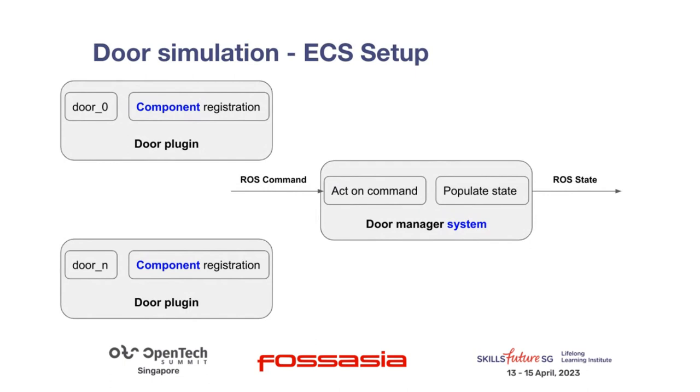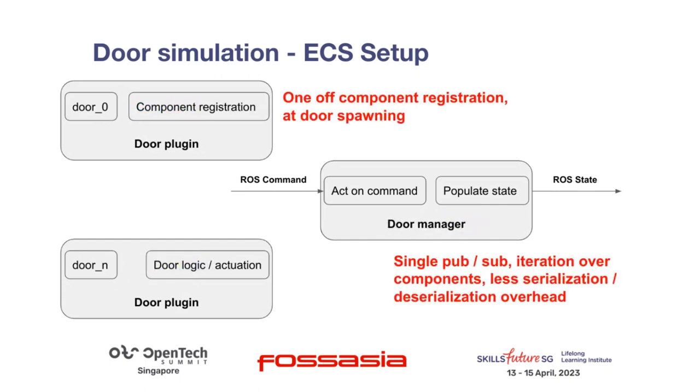And now this is what an architecture would look like. It's the same. You would have, let's say, 100 or 1,000 door plugins. All they do is create a component. Every plugin will just run once at startup and say, I am a door, and then it will not do anything anymore. So this data is all out of the window. And now the only thing you need to run on every iteration is your system. The system will just iterate through all the components and then do the actual logic.